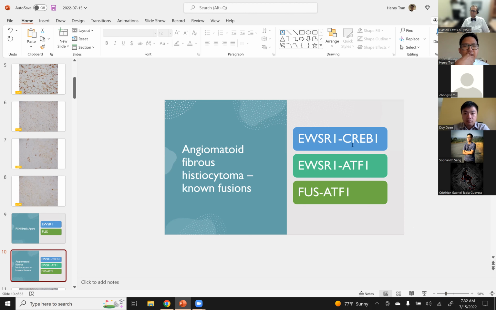So we ended up sending this to a fusion panel at the Mayo Clinic, and it did find that the fusion partner was CREB1. One thing to keep in mind is that EWSR1-CREB1 is also positive in a couple of other soft tissue tumors, such as clear cell sarcoma of the GI tract, and myxoid mesenchymal tumors in the brain. So that's kind of a morphologic spectrum with this fusion. So that's it for this case.